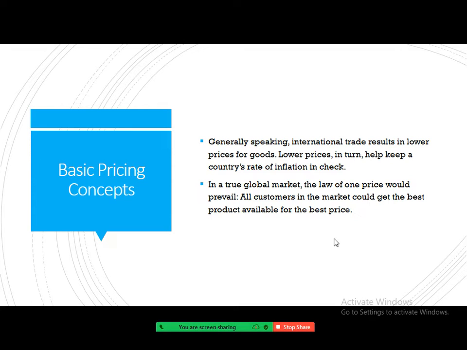Generally speaking, international trade results in lower prices of goods. Lower prices, in turn, help keep a country's rate of inflation in check. In a true global market, the law of one price would prevail: all customers in the market could get the best product available for the best price.